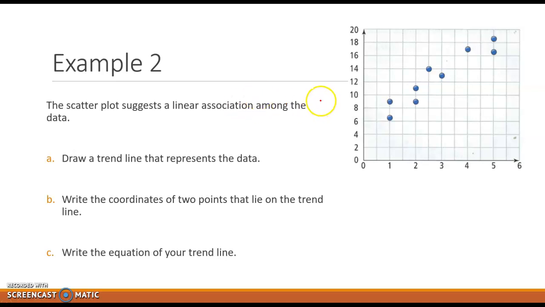So example 2, the scatter plot suggests a linear association amongst the data. So we're going to draw the best that we can, or I can, draw a trend line here. And so we have 1, 2, 3, 4, 5, 6, 7, 8, 9. So we're not going to get all of them through here. And I'm not doing as well as I would hope. So, no. All right. I don't like that one at all. And you know why I don't like that one? I've got 2 above and everything else below. So that's why I'm going to take it back out.